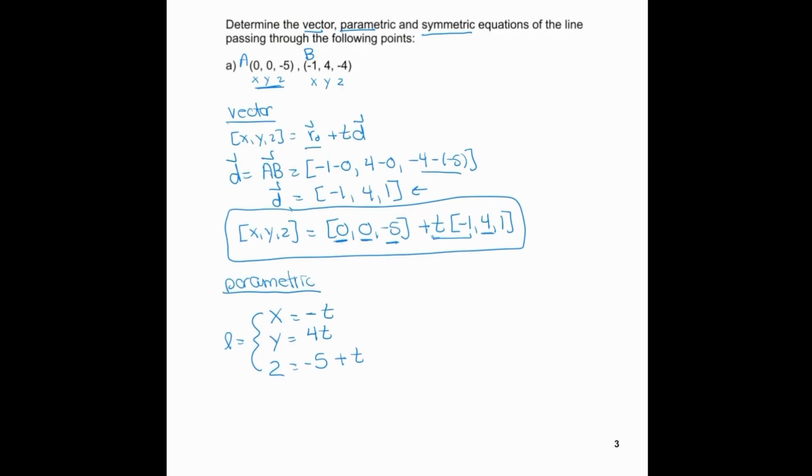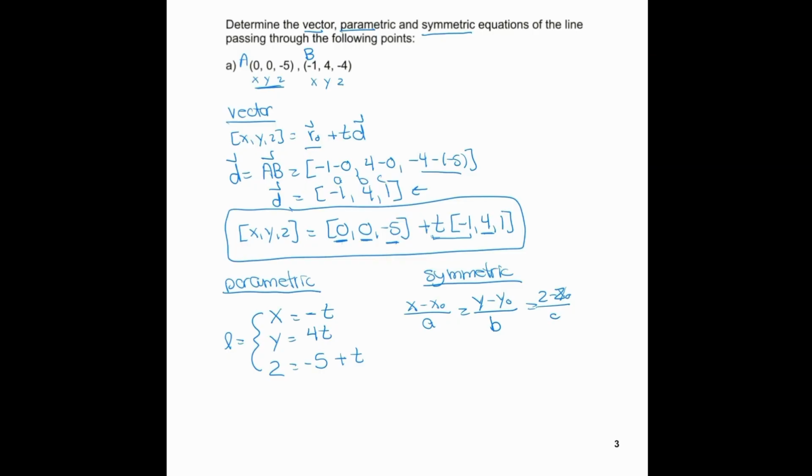Now here's our new one. So let's go ahead and think about our symmetric equation. And our symmetric equation is x minus x naught all over the a value. So this is A, B, C, all over the A value from the direction vector. That's equal to y minus y naught all over the B value from the direction vector. And that equals z minus z naught all over the C value from the direction vector. And remember, A, B, and C are just the values of our direction vector. So let's figure that out.